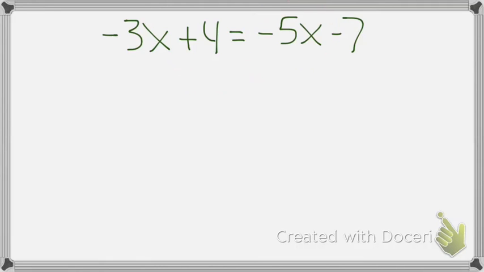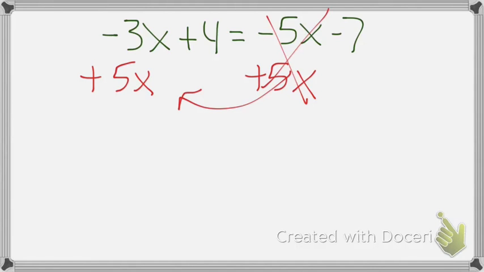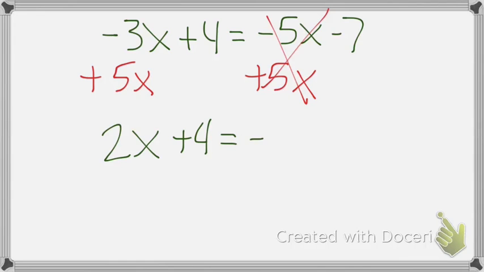In my experience, most people like to keep the x's positive. So they would add the 5x's and move these ones to the other side. And then negative 3 plus 5 would be 2x right there. And then the rest we just copy and paste. It doesn't matter, you get the same answer either way.